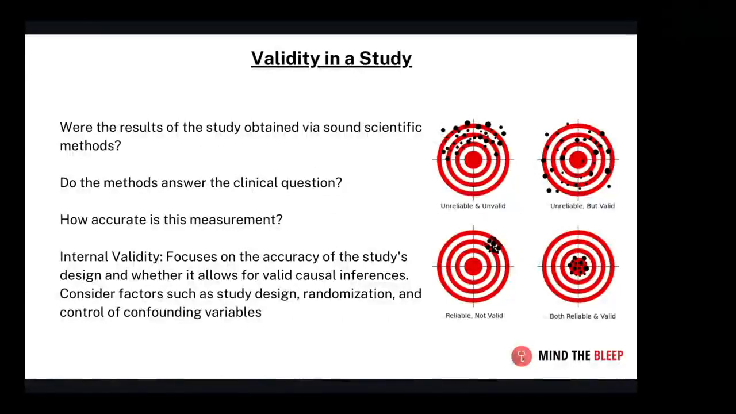Okay, validity of a study. So in the critical appraisal process so far, we've covered the reliability of a study, types of bias, and how to minimize it. Now we have to cover the validity.